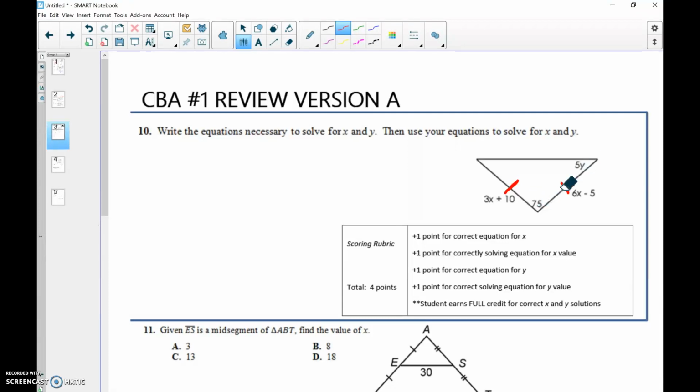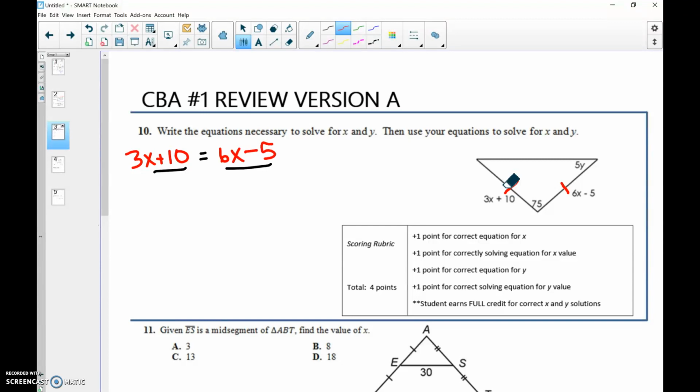If I know that this side and this side are congruent to each other, what does congruent mean? Well, congruent means equal to each other. If they're equal to each other, then set them equal to each other. If two sides are congruent, that means they're equal. So plug in your two sides. You've got 3x plus 10 on one side, 6x minus 5 on the other side. Those have to be equal to each other because that's what those markings mean.